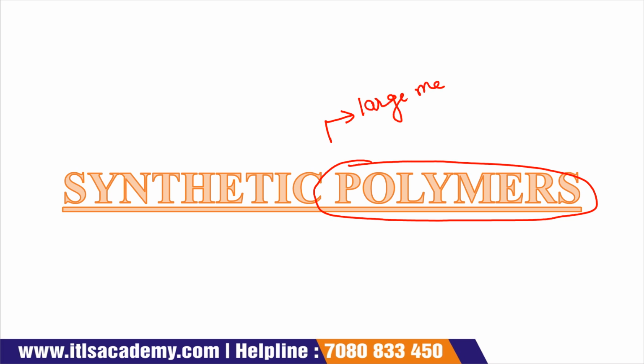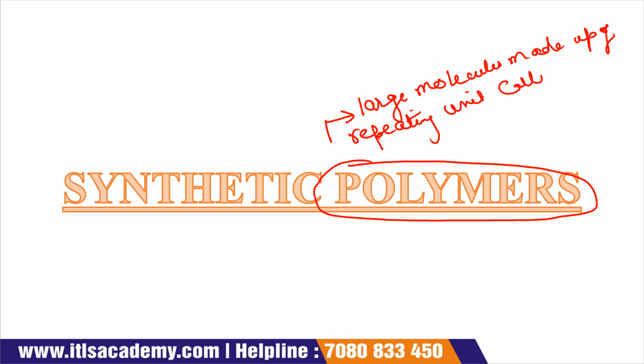Polymers are large molecules made up of a repeating unit called monomers. Simply, it is a large molecule which is made up of a repeating unit. That unit is called a monomer.